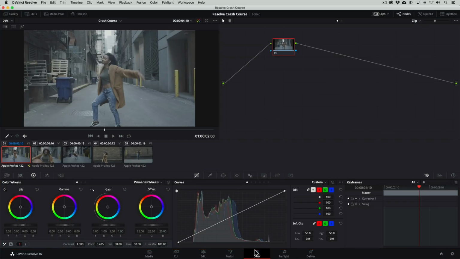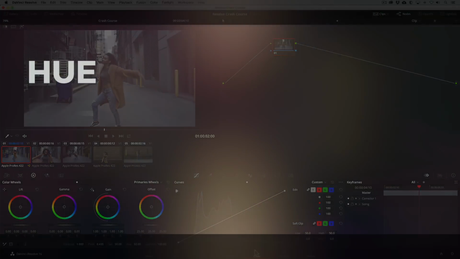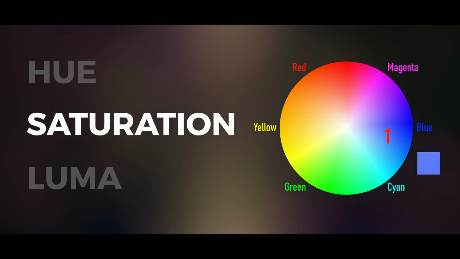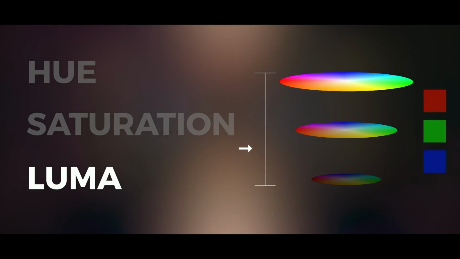Now, before we jump in and start grading this thing, let's discuss basic terminology for how we define color. The three basic terms that we use to define color are hue, saturation, and luma. Hue is the name we call colors. Saturation is the intensity or vividness of a hue, and luma is the brightness or shade of hue.